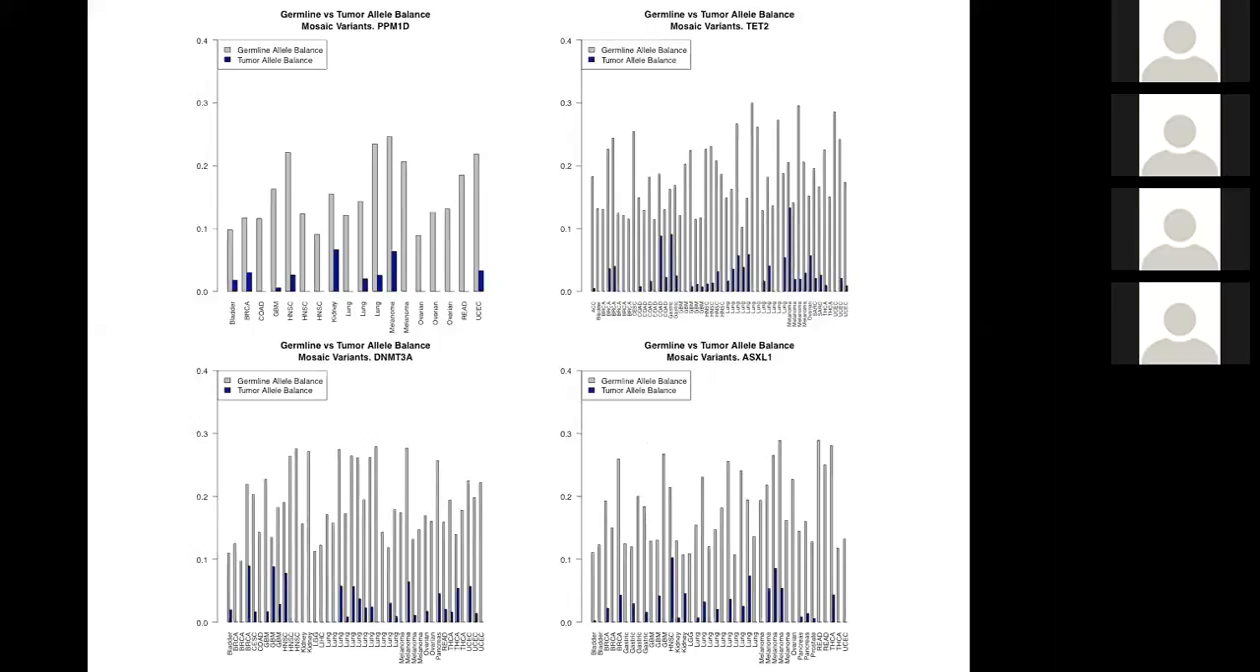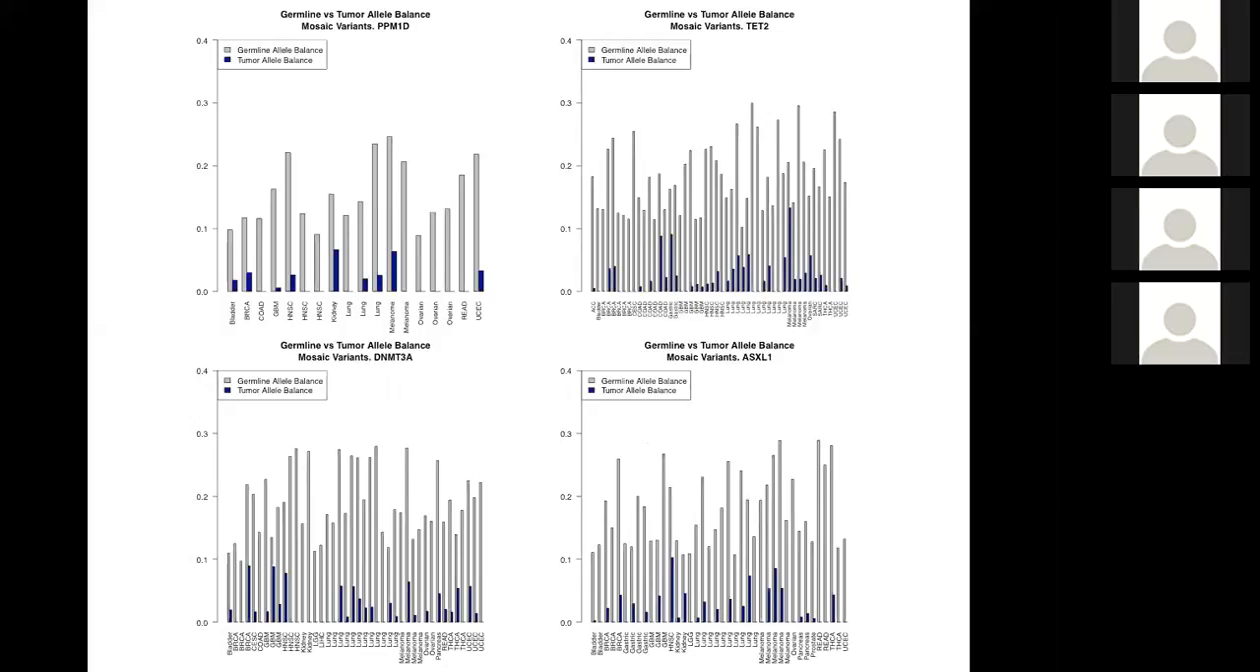What you see on the plot is the allele balance for heterozygous protein truncating variants, which we found to be mosaic. Once again, just to remind you, the allele balance is, sorry, not the frequency, the fraction of the alternative alleles supporting the heterozygous genotype. So it's basically the number of the alternative reads divided by the total number of reads covering this particular position in the genome.